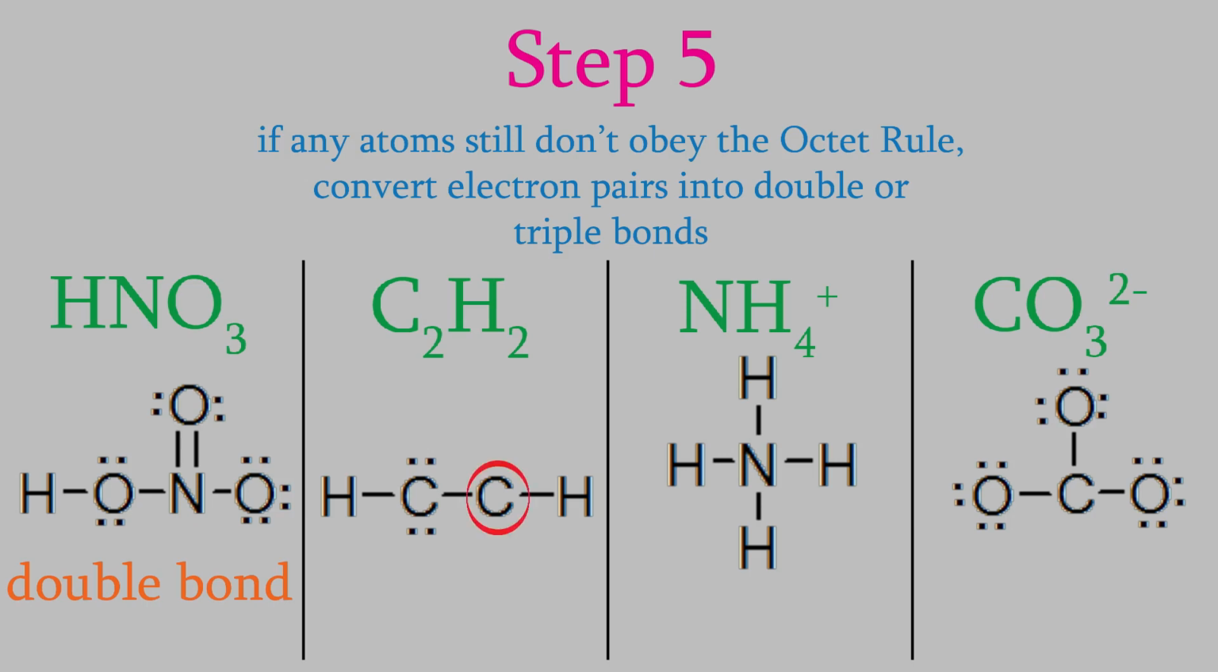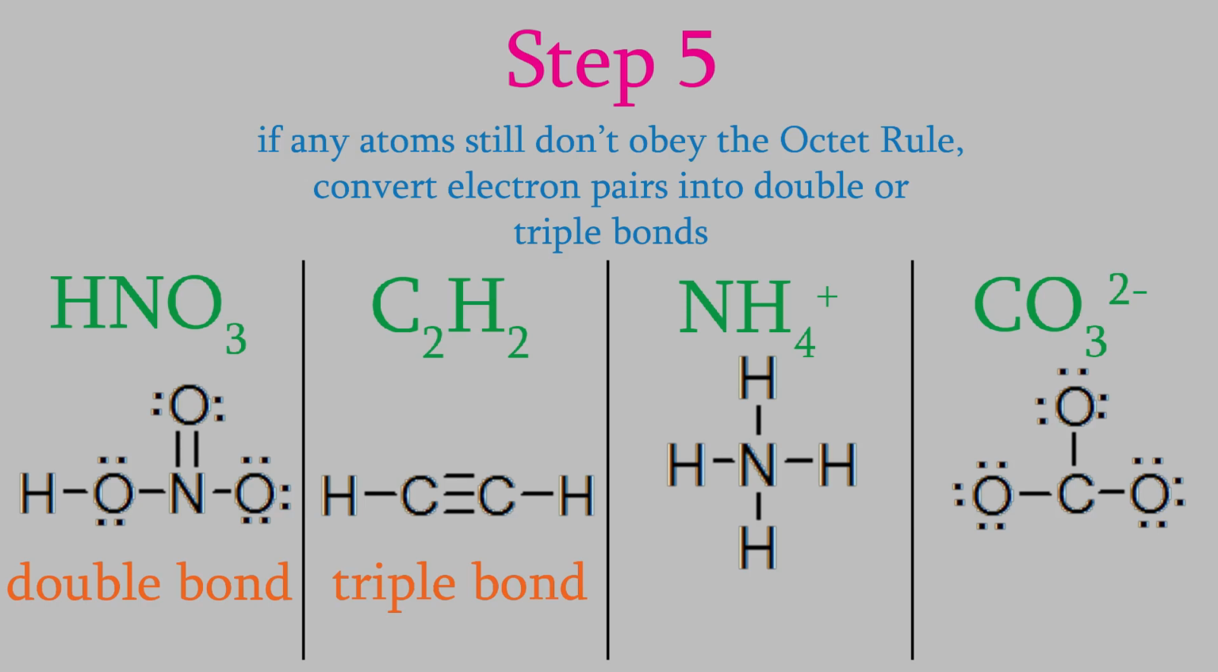This carbon doesn't obey the octet rule, so we'll convert an electron pair on the other carbon into a double bond. Unfortunately, now that we did that, the second carbon still doesn't obey the octet rule. It still only has 6 electrons. So that means we need to convert the other electron pair into a bond too. That gives us a triple bond between the 2 carbons. A triple bond contains 6 electrons, so now our carbons both finally obey the octet rule.